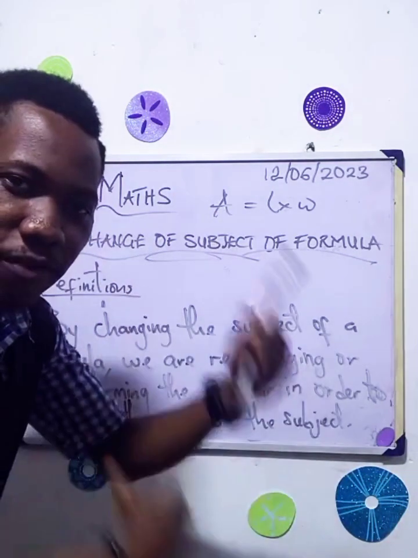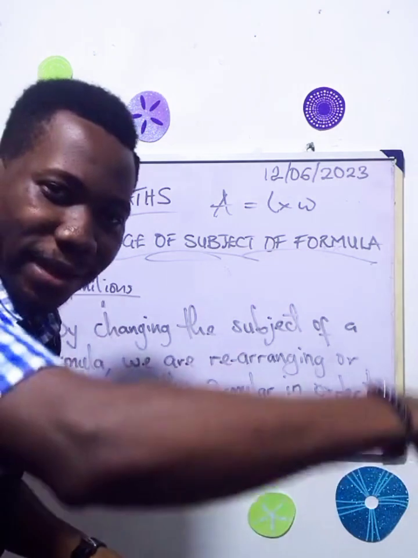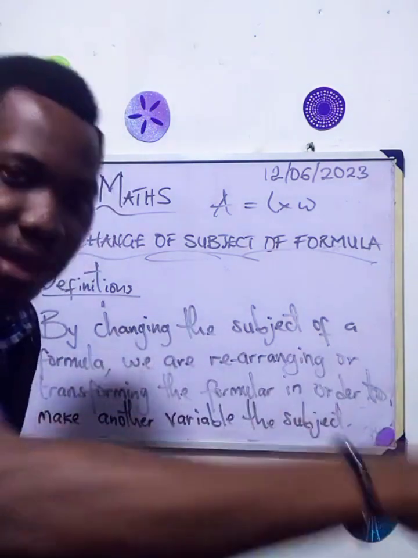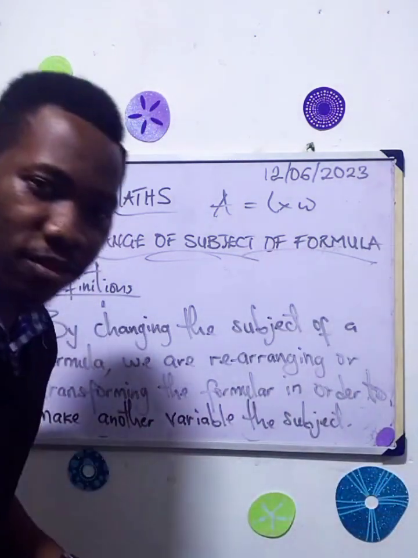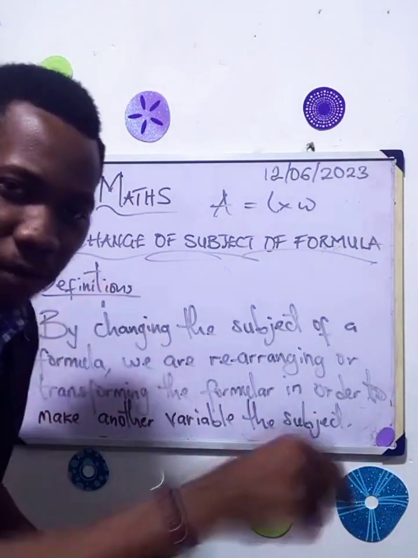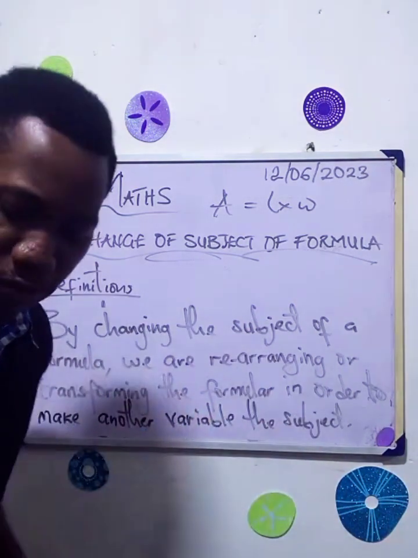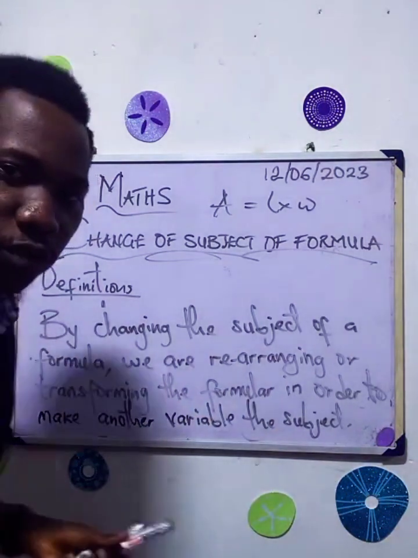It's about transformation of a formula in order to make another variable in that formula, another letter, become the subject, or will I say the head, of that formula. What is the formula about? So now we're going to take some examples. We'll go straight into working out.